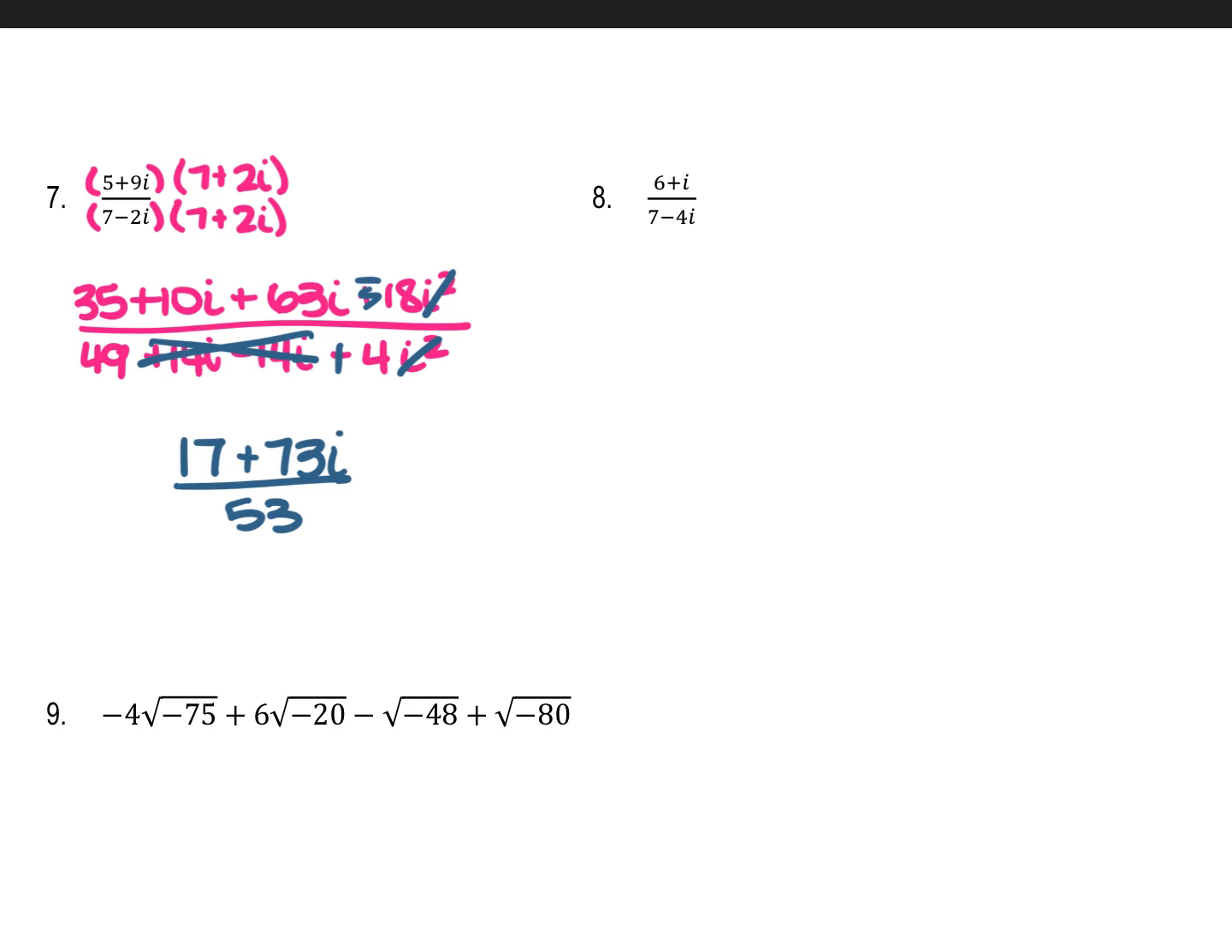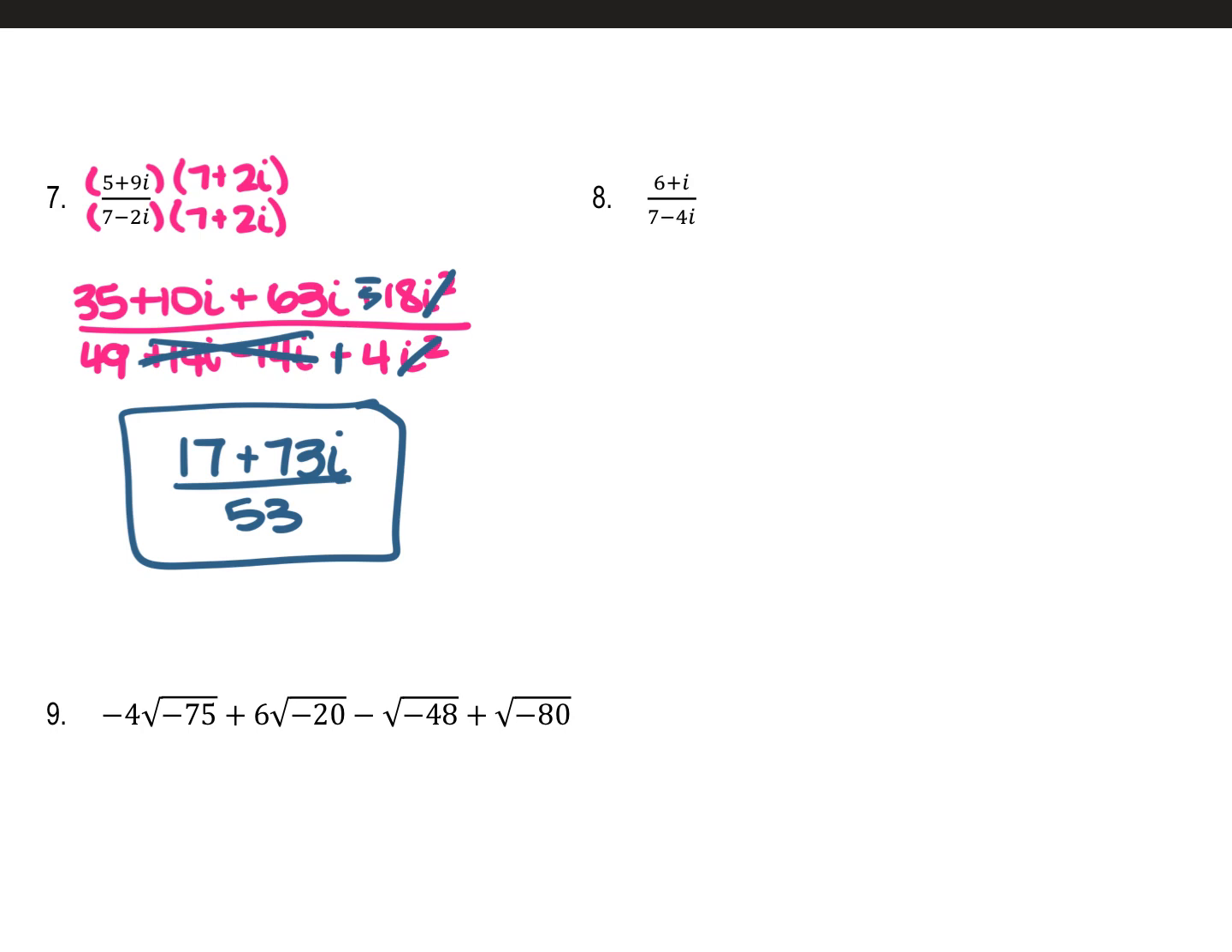You know that because 17 is a prime number. If you were able to divide 73 by 17 and 53 by 17, you would be able to simplify, but you can't, so that is your answer. If you're ending these questions and you have an i in your denominator, you're doing something wrong. So keep that in mind.